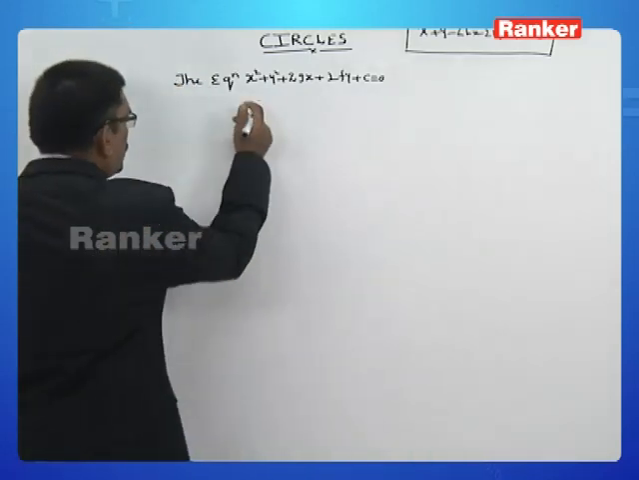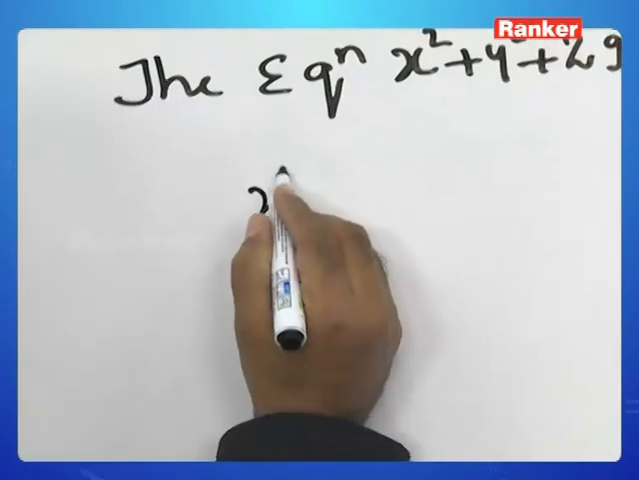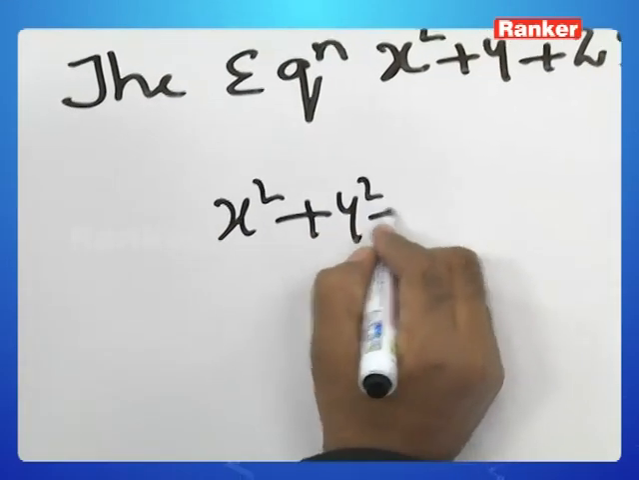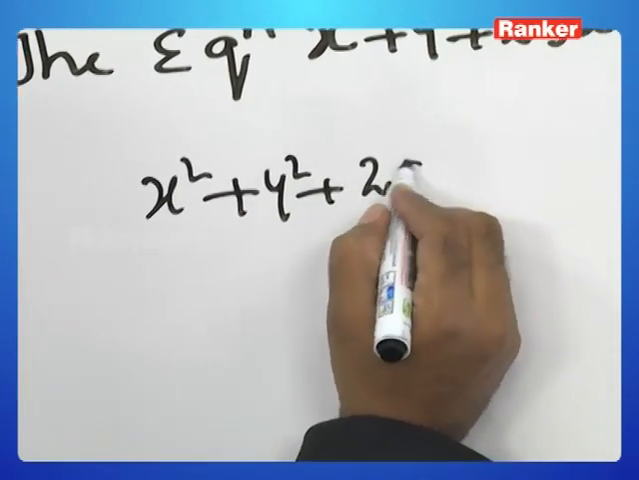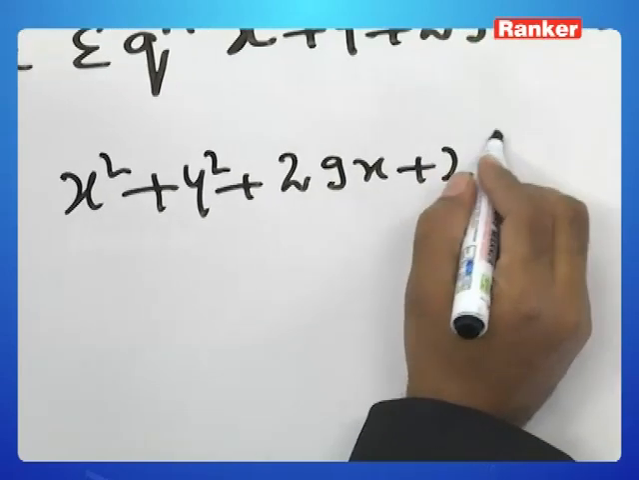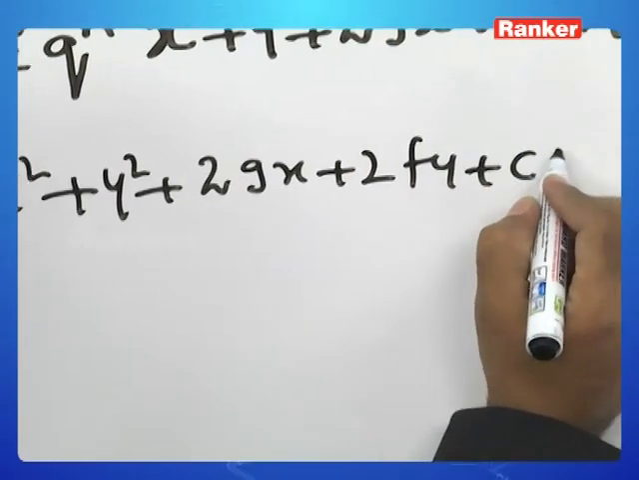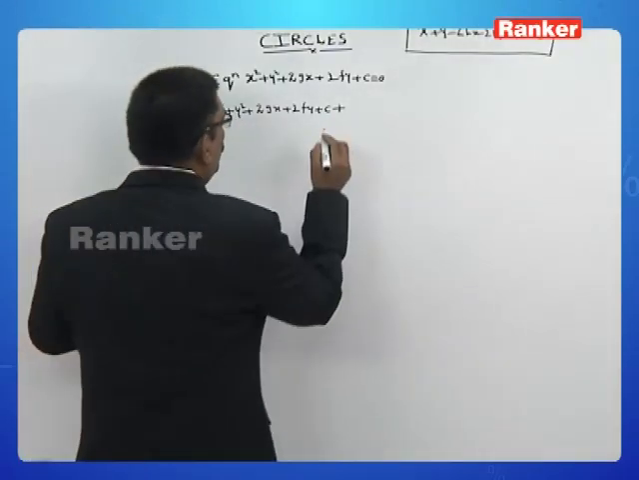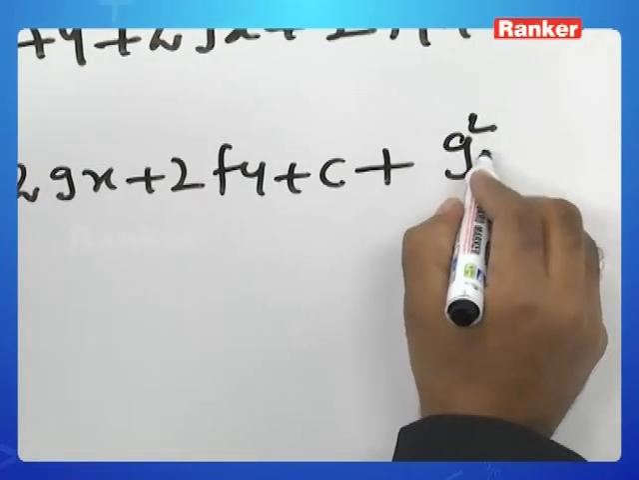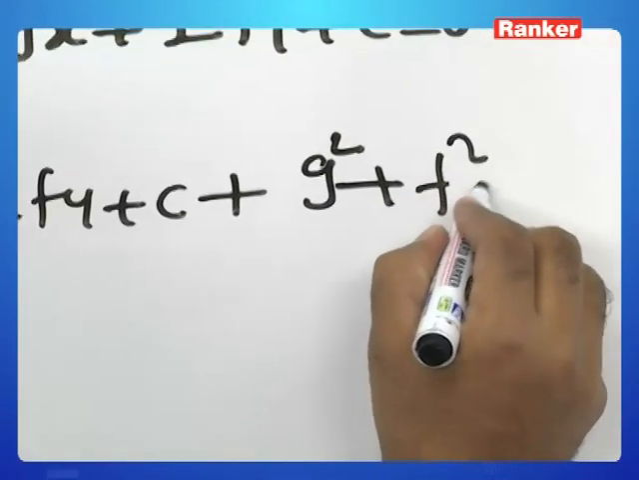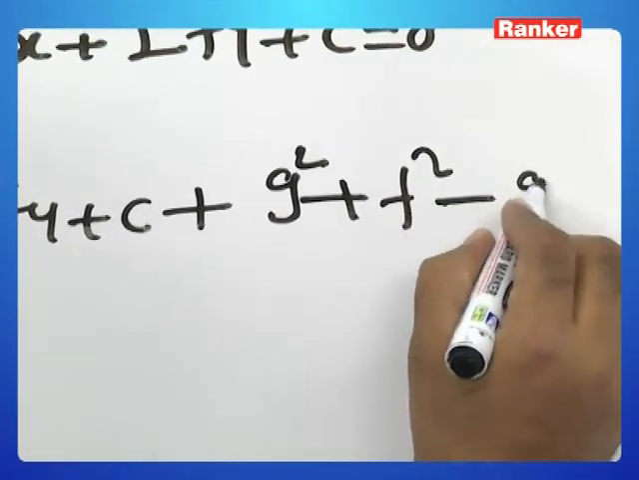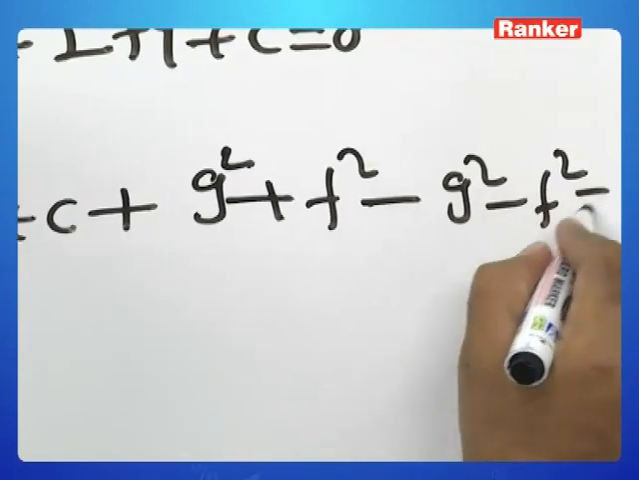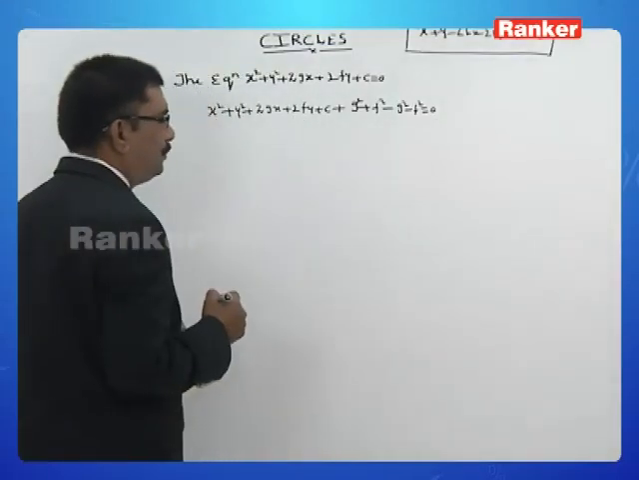Now what I do is, from this x square plus y square plus 2gx plus 2fy plus c, I want to make this a perfect square. Now what I do is add and subtract g square plus f square. Therefore g square minus g square plus f square minus f square is equal to 0.